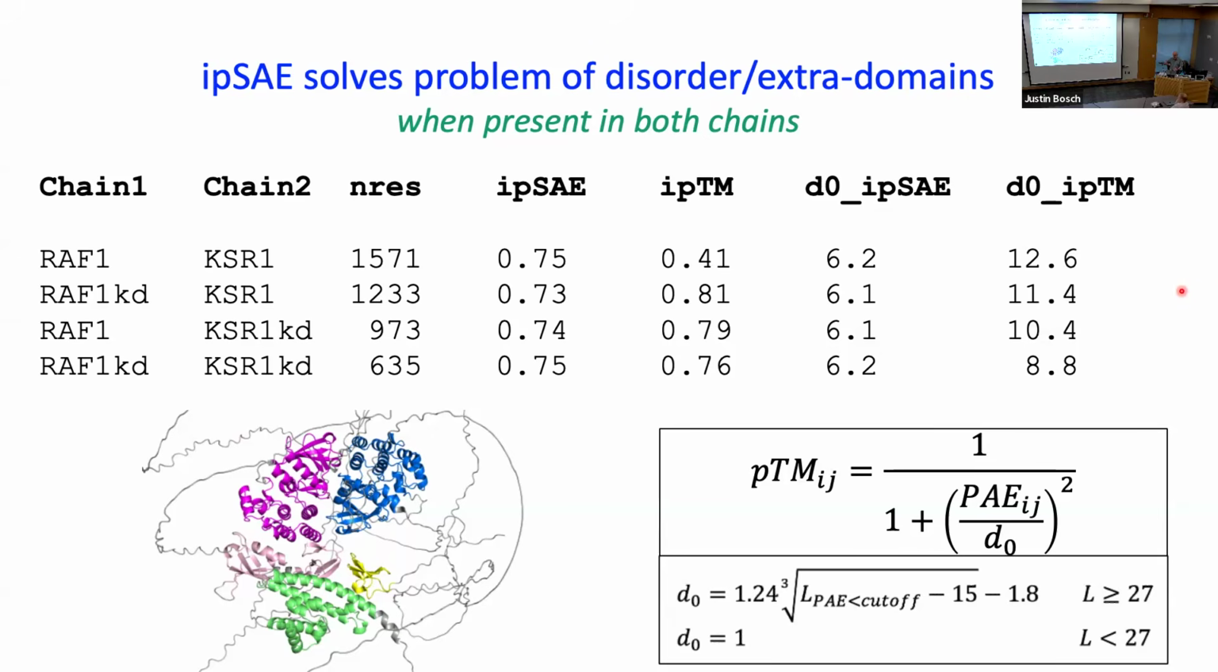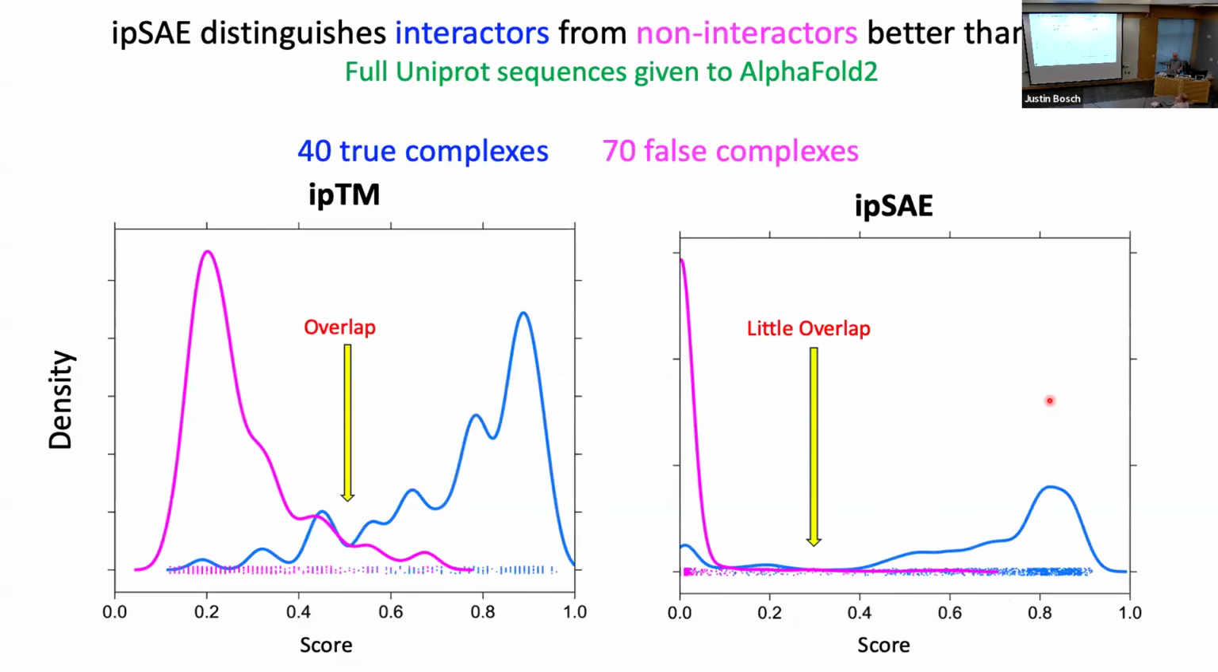If you start adding lots of extra disorder to one of the proteins, the ipTM score actually goes up because you're scaling these D0 by a bigger number. So it's kind of another flaw in the ipTM formulation. So I think our formulation of this is pretty good. It works pretty well. There are other ways to do this problem. But let's just see how it works for complexes.